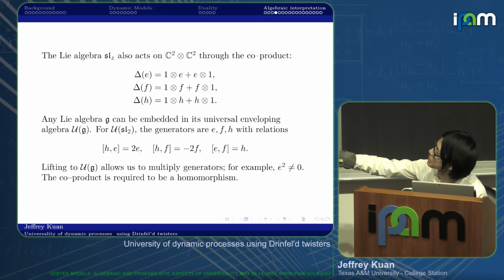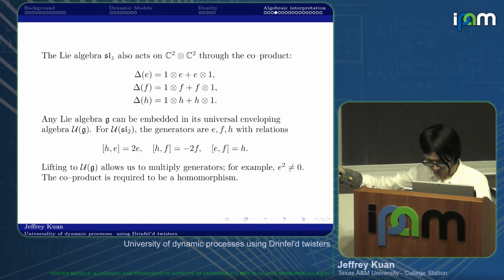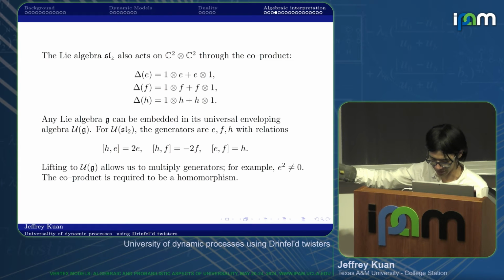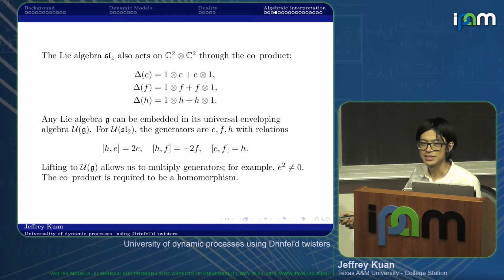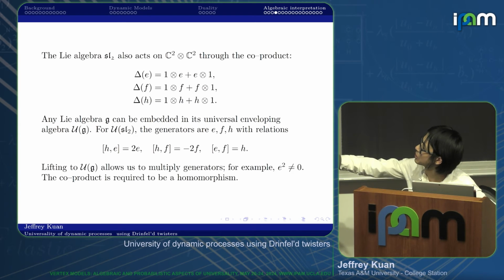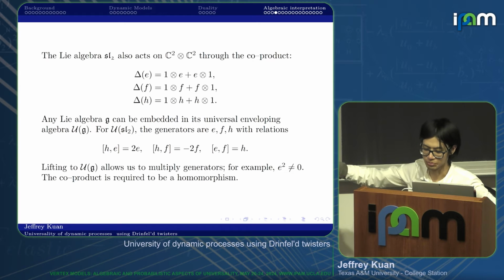If you want to define it concretely, the generators are E, F, and H, and as 2x2 matrices, they satisfy these relations. But now we don't have E squared equals 0, and that lets you create multiple particles. Honestly, that was the most basic explanation of universal enveloping algebras of all time. That's all I can say about it in one slide, or I guess half a slide. I do want to note that you extend the coproduct to be a homomorphism of the universal enveloping algebra.